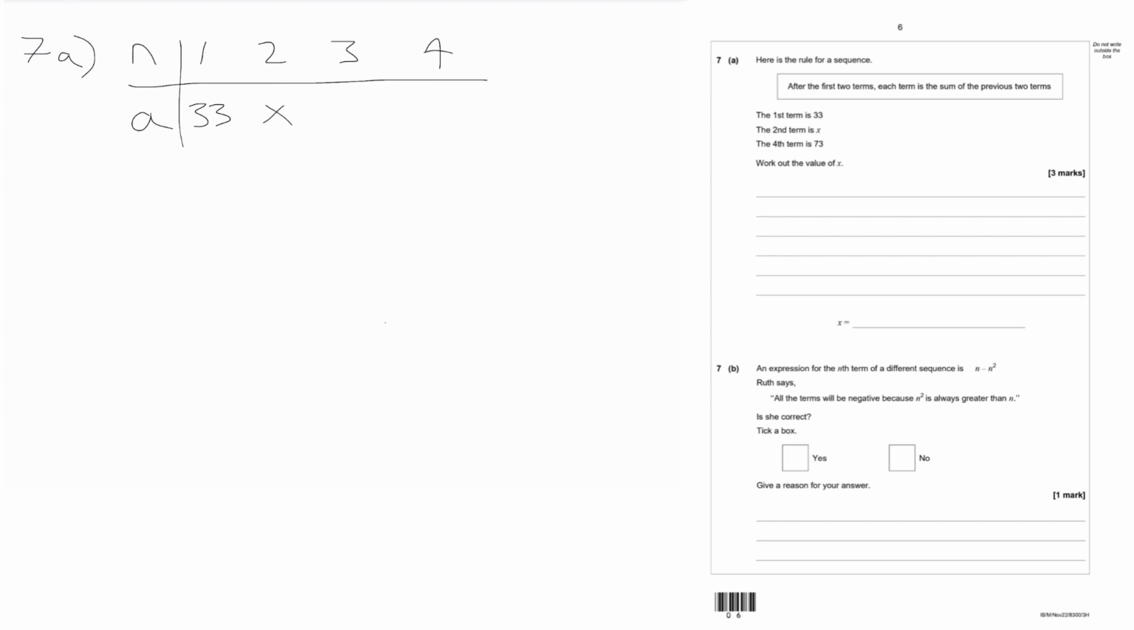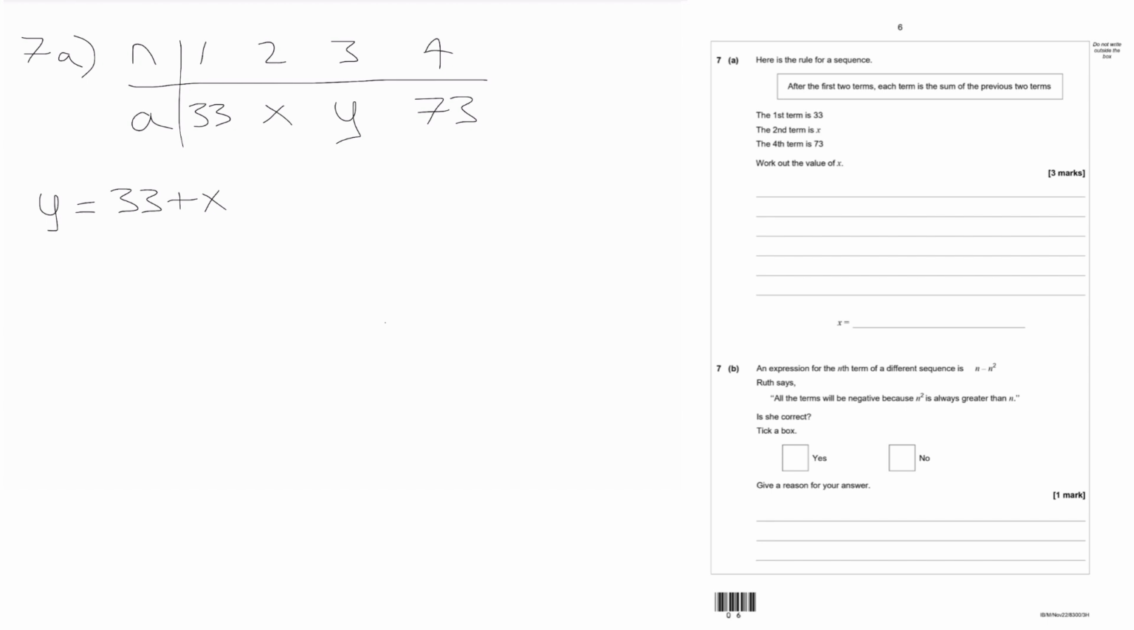We're told the fourth term is 73, and we want to work out the value of X. So what I'm going to do here is call this third term Y. I know that Y is equal to 33 plus X, because we're told after the first 2 terms, the next term is the sum of the previous 2 terms. So I know that Y is equal to 33 plus X.